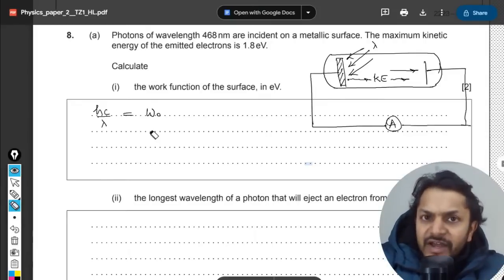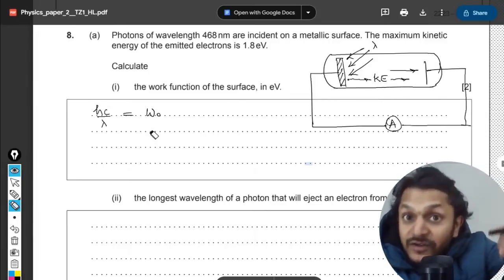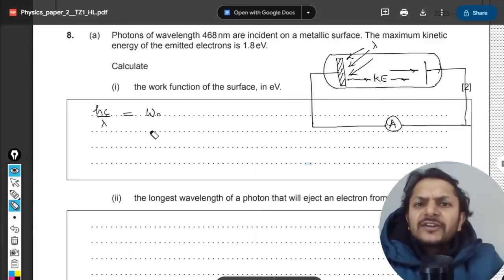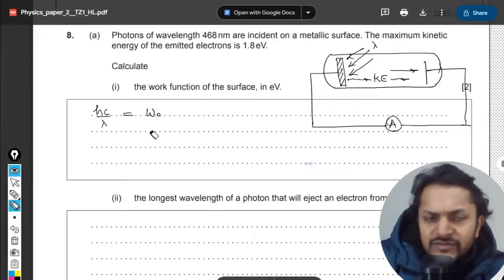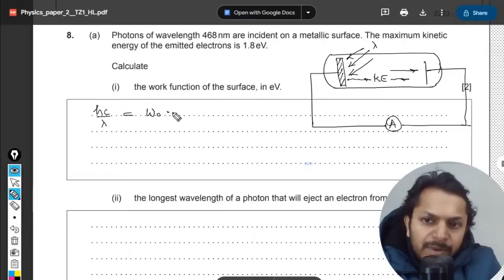Work function is defined as the minimum amount of energy that has to be given to the electron so that the electron jumps out of the metallic surface. So this is defined as minimum energy. So this is the minimum energy plus the rest of the energy will be obviously the maximum kinetic energy.